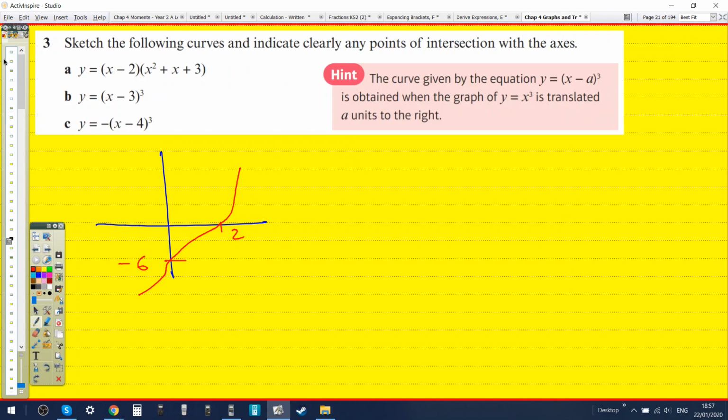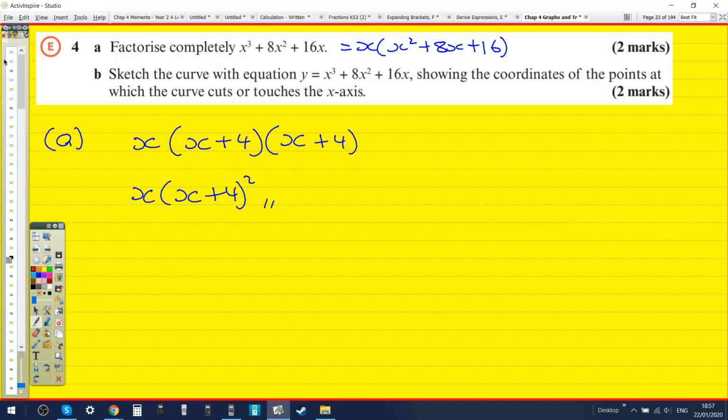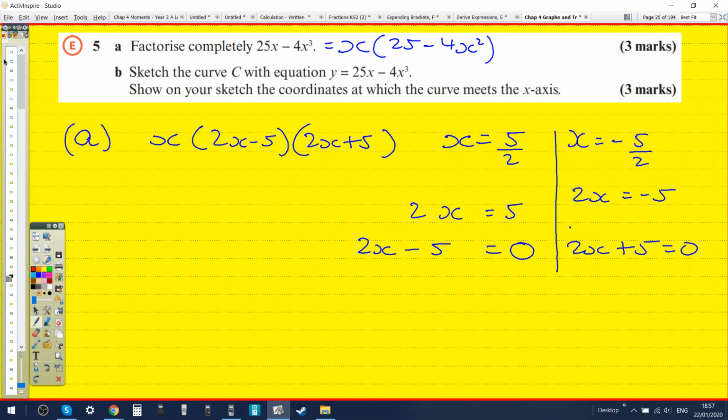And don't forget to get the y-intercept as well. So x-intercepts and y-intercept. Why did the calculator for this one say x equals 0 and x equals minus 4 when it's cubic? Because the x minus 4 is repeated, but it didn't say that. Yes, so it won't say that, so you'll just have to look at it yourself.